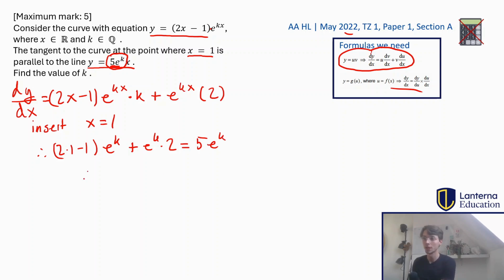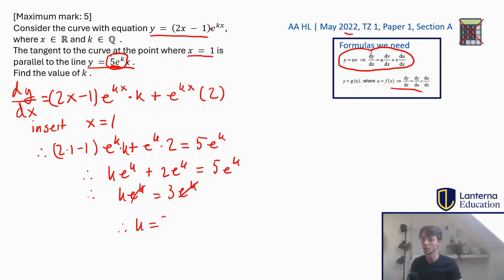Okay, quick simplification will hopefully make this fairly obvious. Oh, I forgot my times k right here. Then I get k e to the power of k plus 2 e to the power of k equals 5 e to the power of k, so that I finally can get that if I subtract 2 e to the power of k on both sides, I get that k e to the power of k is 3 e to the power of k, and those just cancel out, and of course finally have that k equals 3.